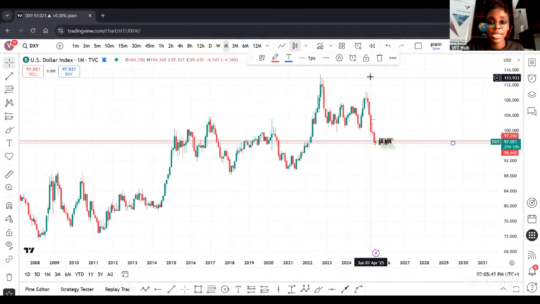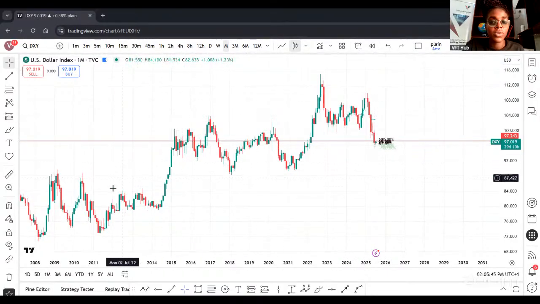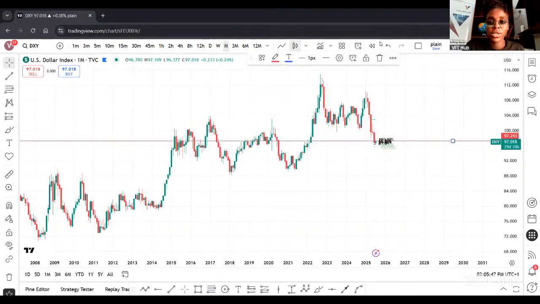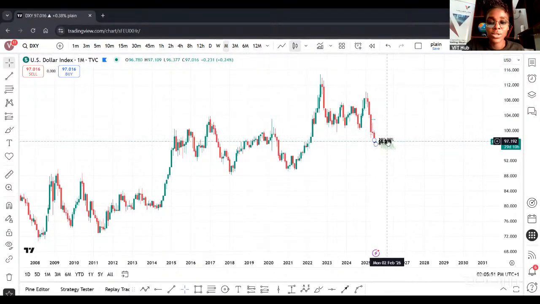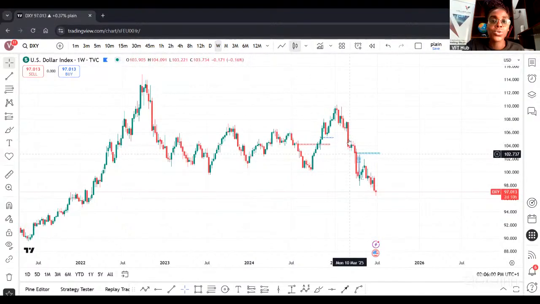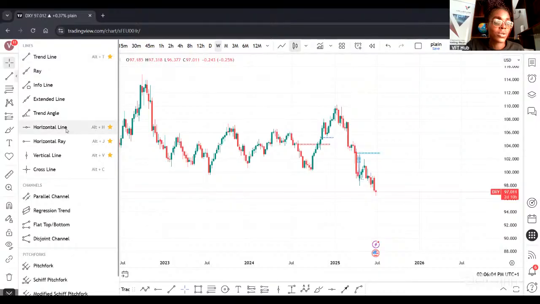As seen right here in monthly time frame, we've seen that price has been bullish for a long time, for a period of time now. All right, and then suddenly we saw a sweep of this very liquidity right here. I'm seeing even more push to the downside. Coming down to the weekly time frame, we've seen price taking out this very low right here.